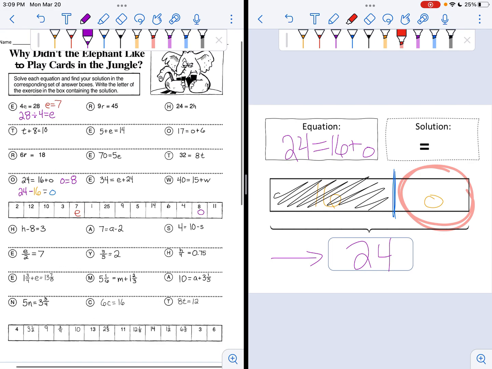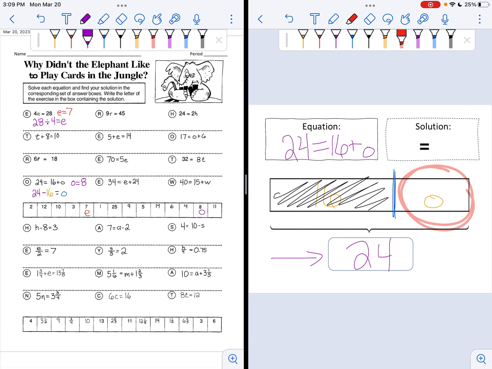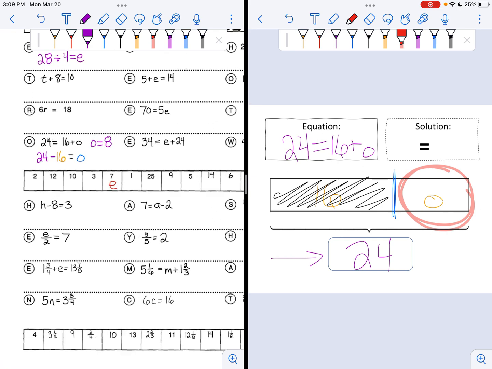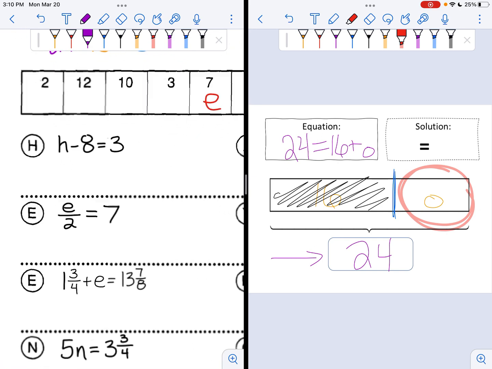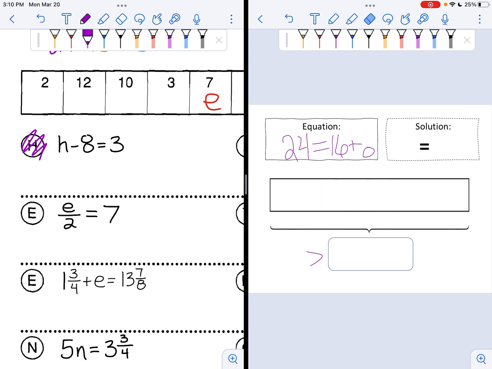The top problems are problems that we've done before. On the bottom, it gets a little bit trickier. I'm going to do one more with you, and then you're going to have to try to figure out how to do these. You can work with partners as long as you don't get too crazy. We're going to do H on the bottom, this H right here. So I'll write down my equation. It says H, take away 8 equals 3, right?